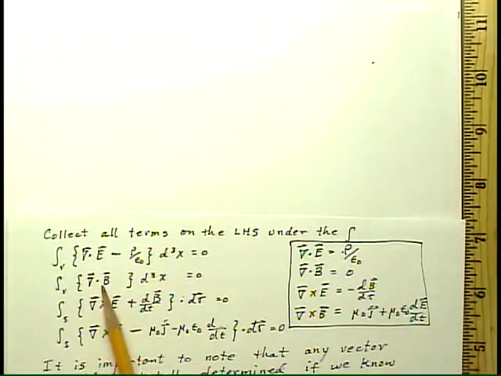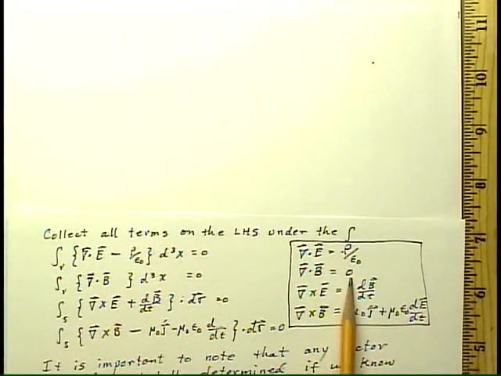Likewise, we get this equation, which tells us simply that del dot B is equal to 0. Now you will recall that this is equivalent to the two Gauss's theorems, and this tells us that there are no magnetic monopoles. This tells us that the positive charges are the sources for the electric field, and there are no such sources for the magnetic field.